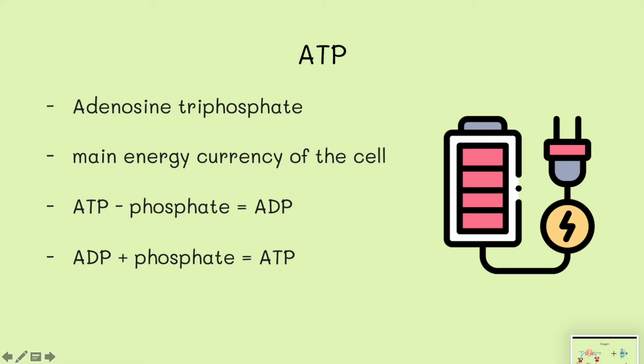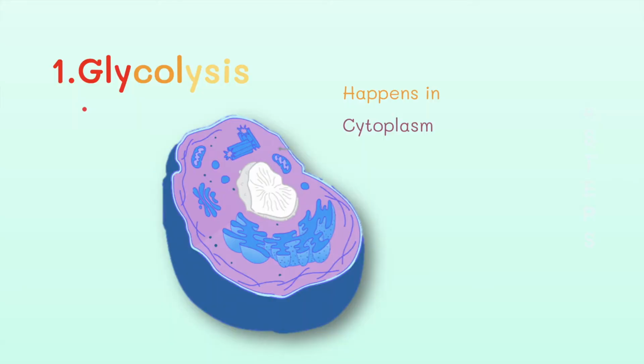It is the main energy of the cell. When ATP is used already, it's called ADP. While our body does cellular respiration, our body gets oxygen and removes carbon dioxide. In cellular respiration, there are four main steps.